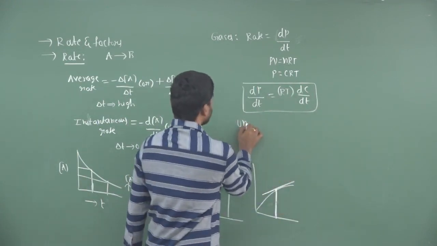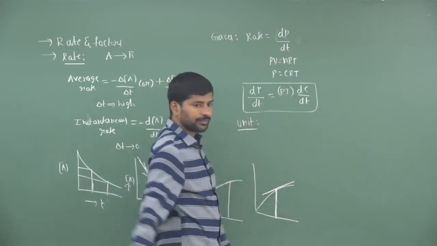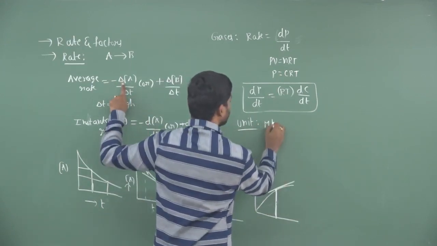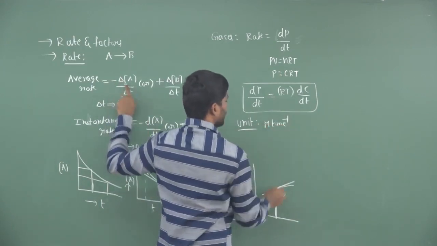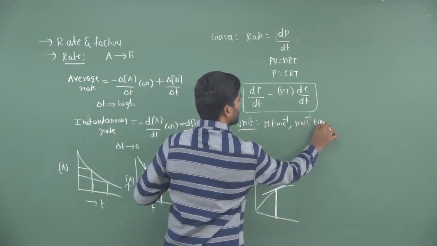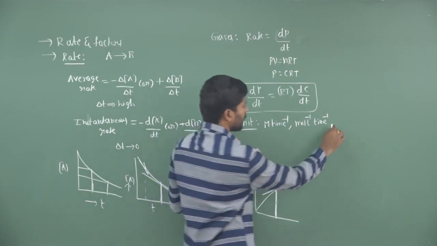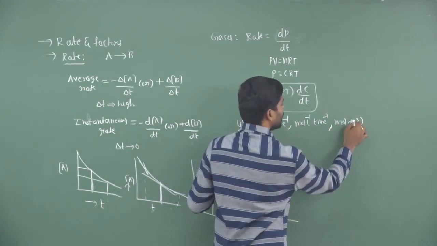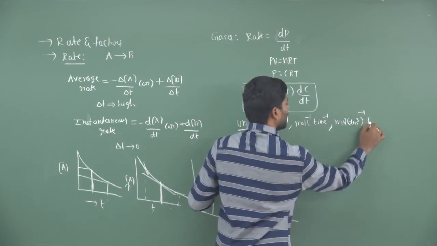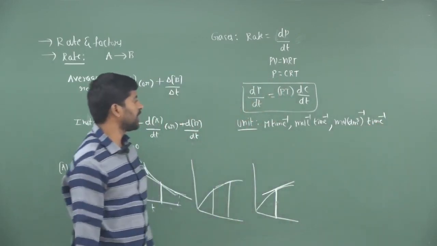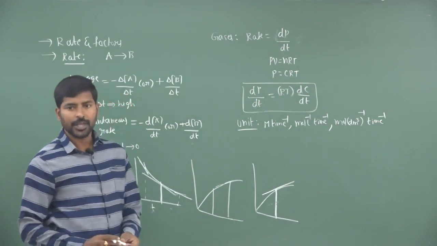Next one, what is the unit for rate? Change in concentration, that is M time inverse, or moles per liter per time, or liter we can write in terms of decimeter cubed. So moles per decimeter cubed per time, mole decimeter power minus 3 time inverse.